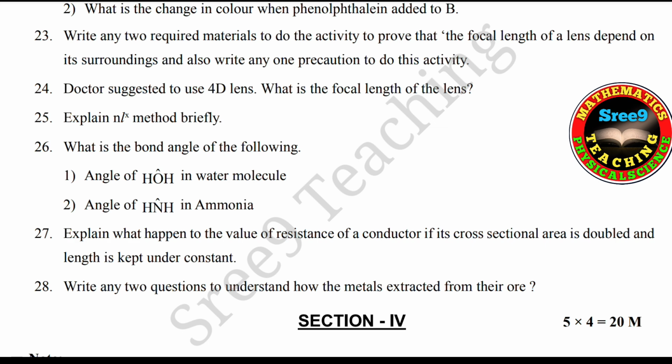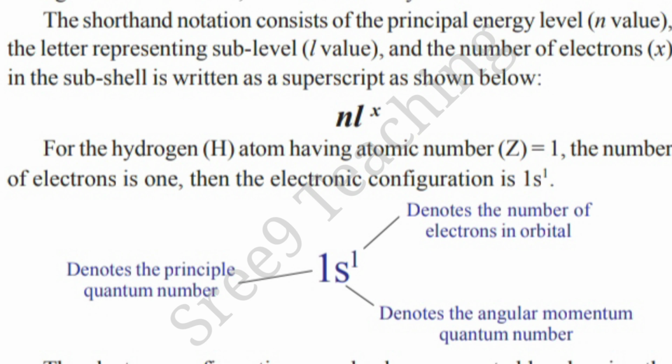Explain the nlx method briefly. This method is used for electronic configuration, and you will find the answer in the chapter on structure of the atom. Now see the answer for the 25th question, the nlx method. The shorthand notation consists of the principal energy level n value, the letter representing the sublevel l value, and the number of electrons x in the subshell written as a superscript as shown below. So that is n l to the power x. We read it as nlx.